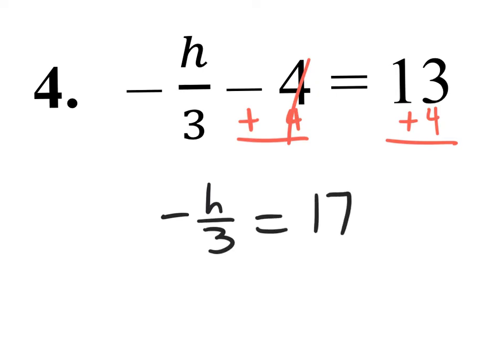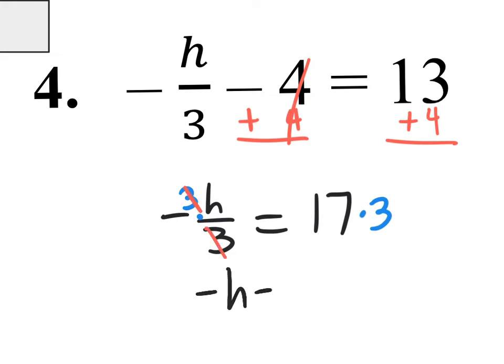Okay. Now, we do have a fraction. It would be nice if we did not have this divided by 3. If it were just a negative h, that would be really easy. So let's get rid of that divided by 3 by doing the opposite of dividing by 3, which is multiplying by 3. And of course, what I do to one side, I do to the other side, multiply by 3. So the 3's cancel. What do I have left?